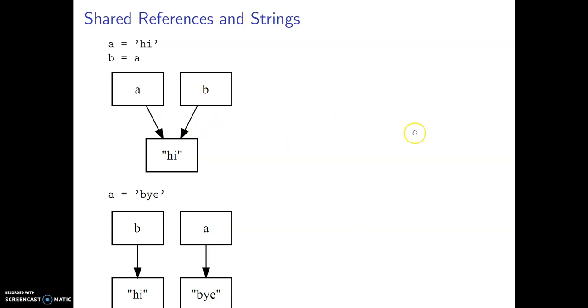So we could have shared references in strings as well. So let's say A is high, B is A. So they both point to the same shared object or reference for the objects. But then if we change A to buy, it doesn't change the value of B, it only changes the value of A. Okay, so don't over assume what is happening when you make these kinds of changes. And here, I am assuming that I've done these in this exact sequence. So A equals high, B equals A, A equals buy. So now we have high, buy, B, A.